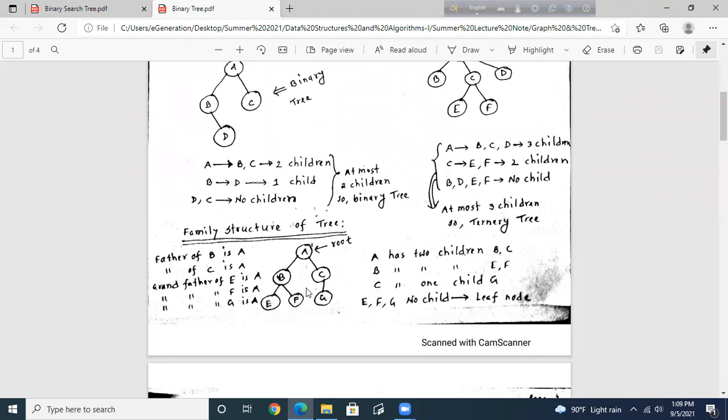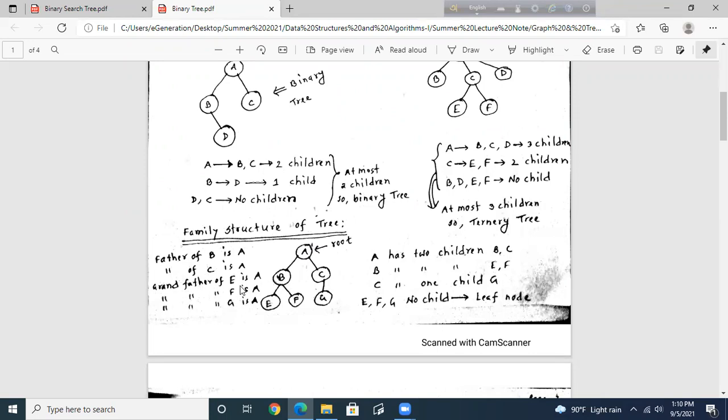And father of B is A. Father of C is A. Father of E and F is B. Father of G is C. So I hope you have understood who are the father of whom. Father of B and C are A. Father of E and F are B. Father of G is C.